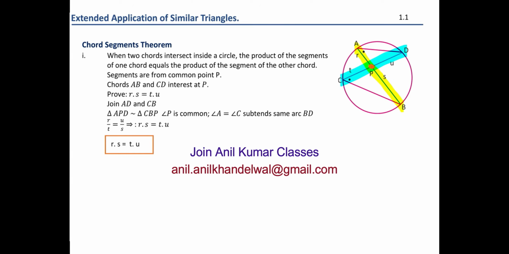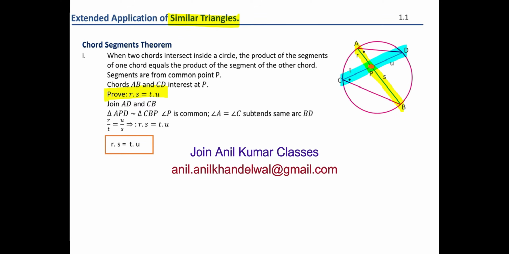Correct? So the segments: AP times PB is equal to CP times PD. That is the theorem, right? So the theorem is written as R times S equals T times U. That is the theorem. A very simple proof uses similar triangles.